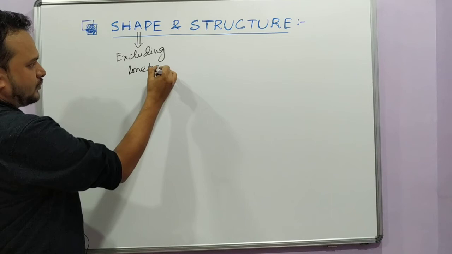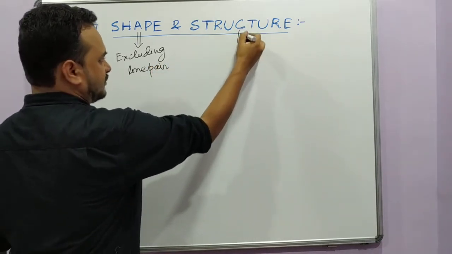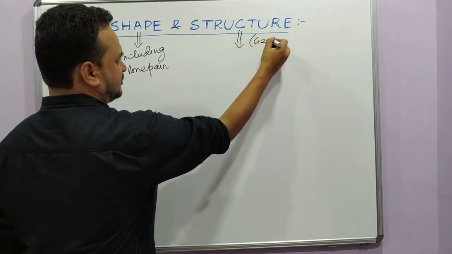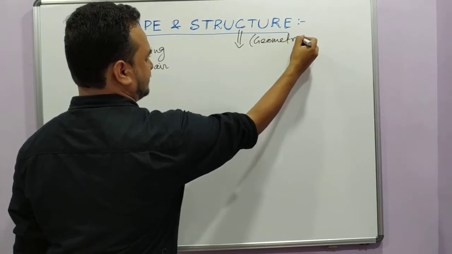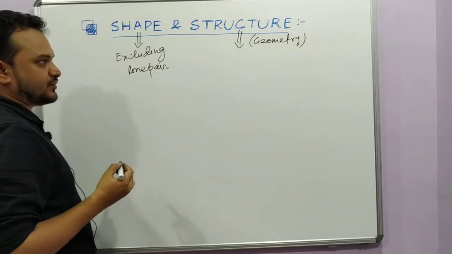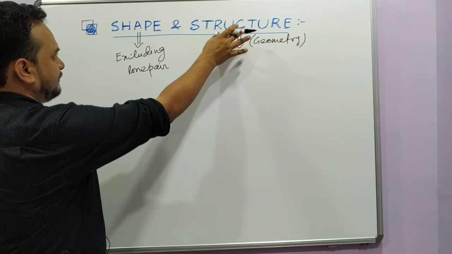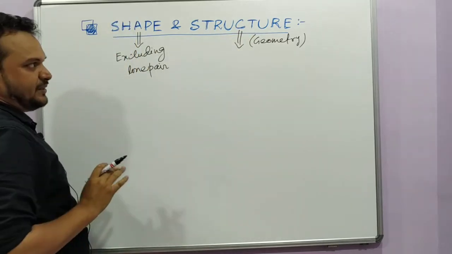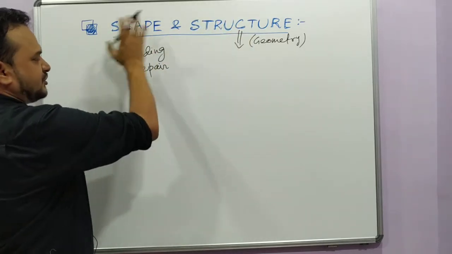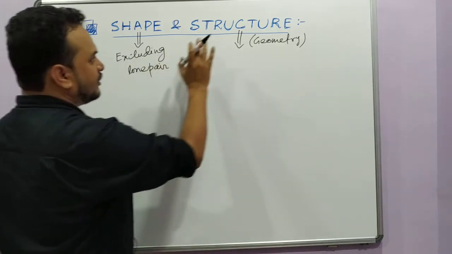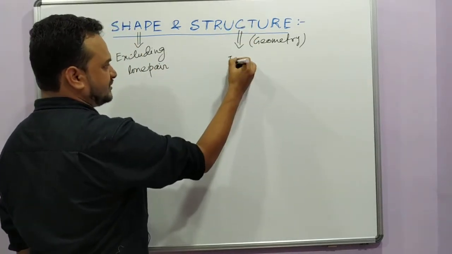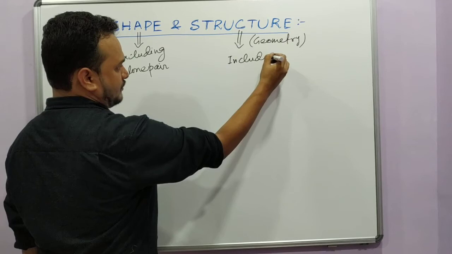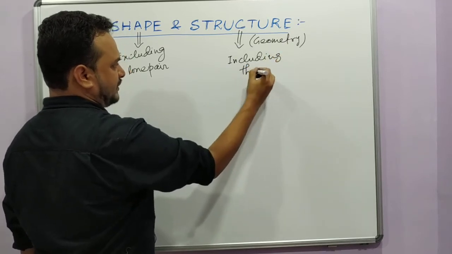And when we are talking about structure or geometry, if the question asks you to write the geometry or structure, it is the same thing. Shape is different, it is excluding lone pair. When it is structure or geometry, it is including the lone pair. Okay, I will just show you an example.